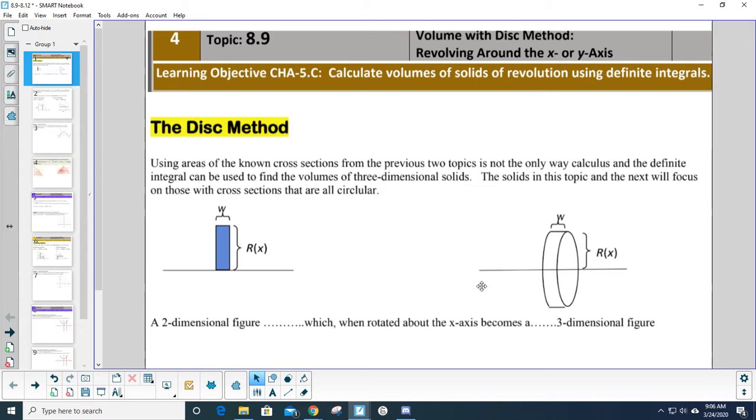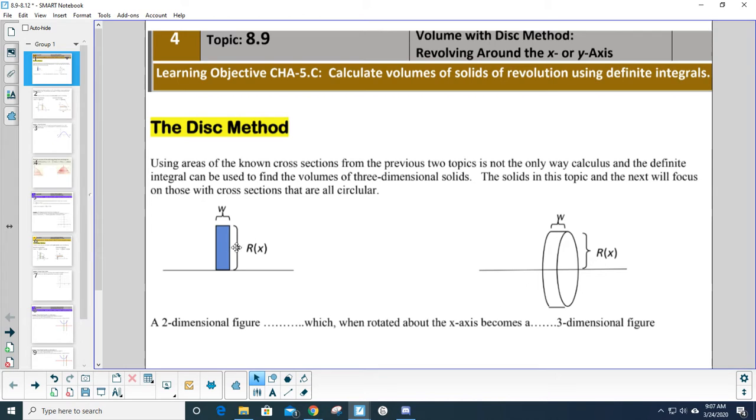What we did the other day is we took known cross sections like triangles or rectangles or squares or something like that, and we came up with a volume of a weirdly shaped object. Now we're going to do the method I like the best. It's called the disk method.